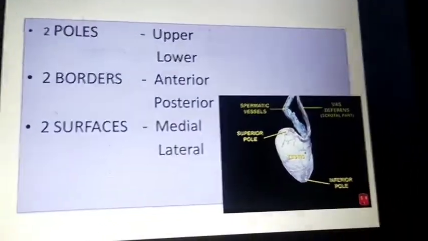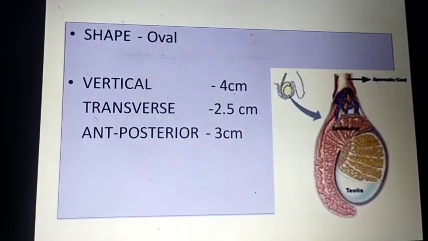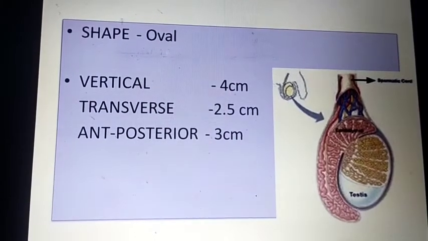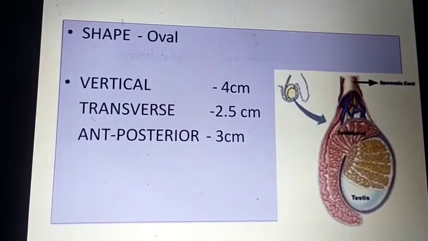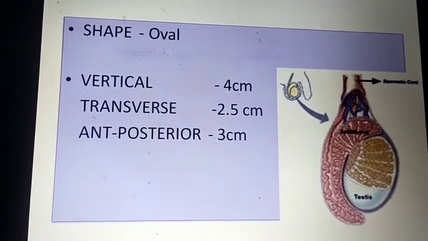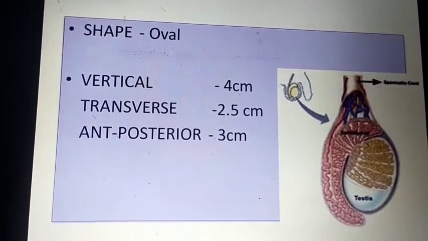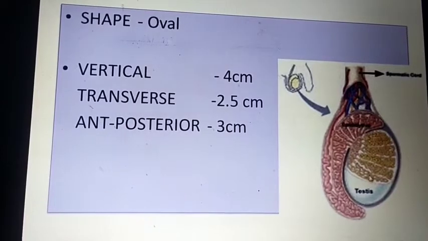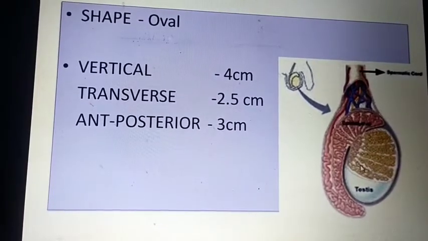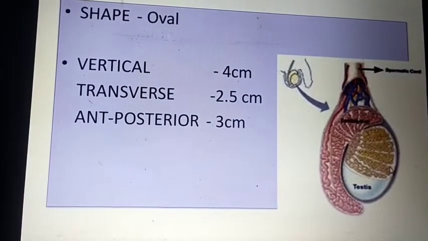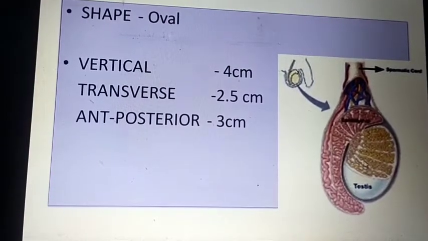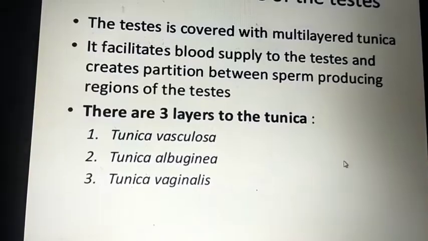Okay, we can go for the next slide. Shape: it is oval, and vertically it is 4 centimeter, transversely it is 2.5 centimeter, and antero-posteriorly it is 3 centimeter. This is like that, 4 centimeter, this is 2.5 centimeter, and antero-posteriorly this is 3 centimeter.